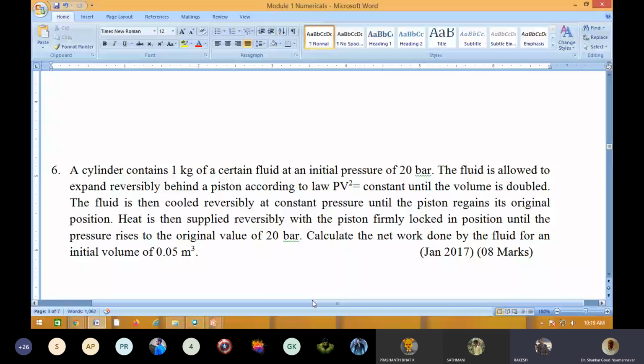Prashant? Water. Water will get crushed, right? Yes or no? Blast. Eh?